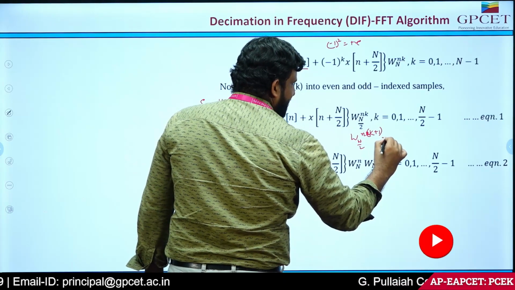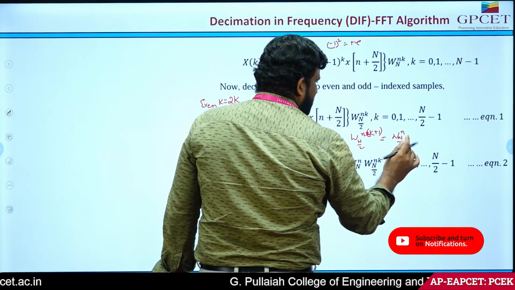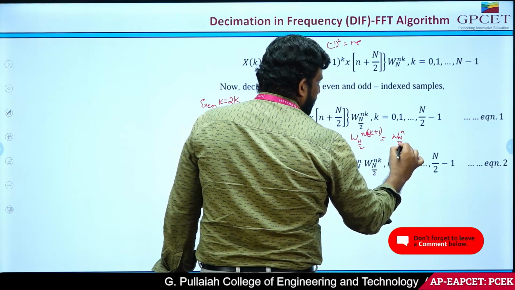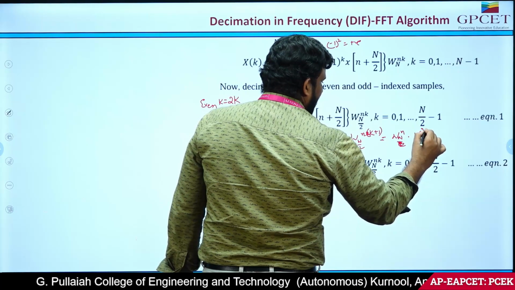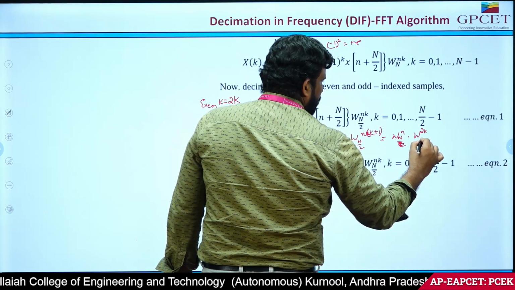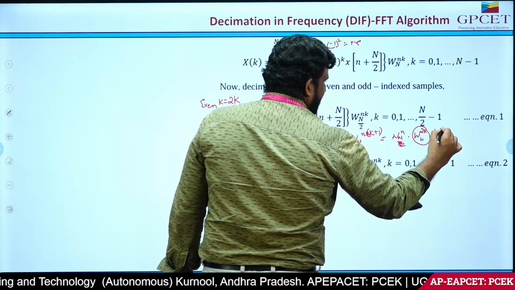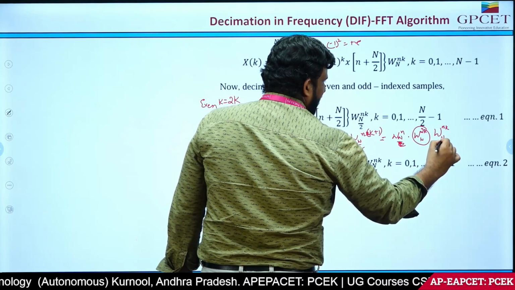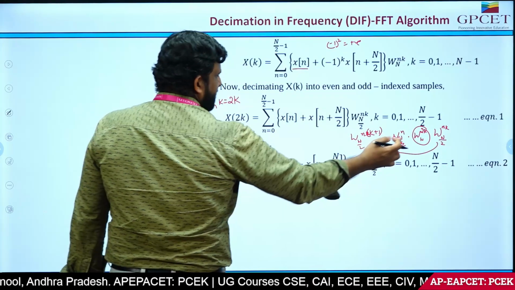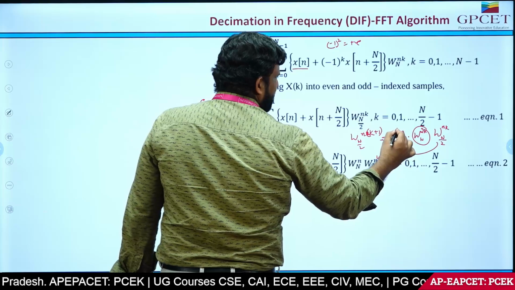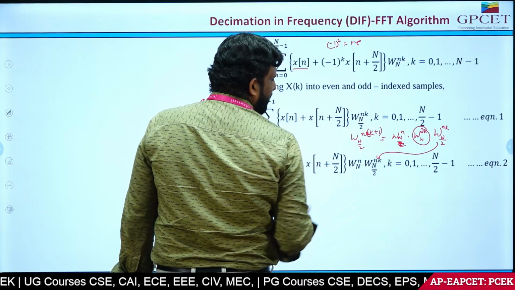So I am segregating this. I can write it as W_N to the power of n into W_N to the power of 2k into n. So this I can write as W_N by 2 to the power of nk, which is the symmetry property. The same I am writing, it is reflected here. So after segregating this particular term, W_N to the power of small n into W_N by 2 to the power of capital N.